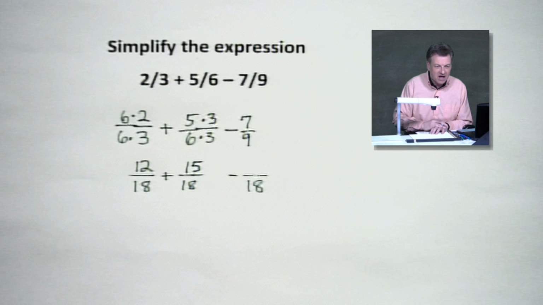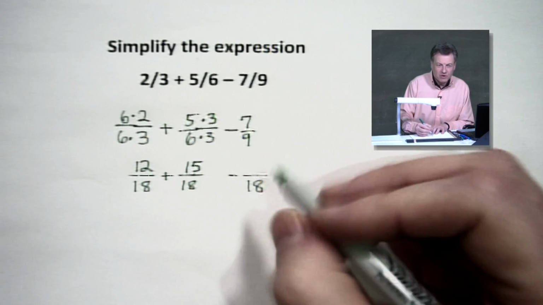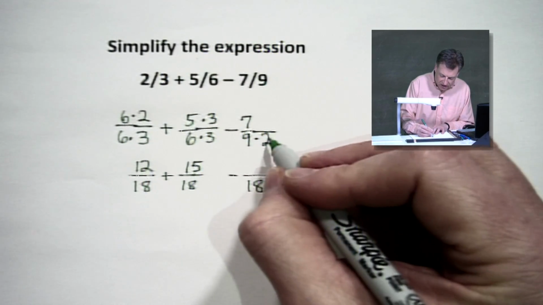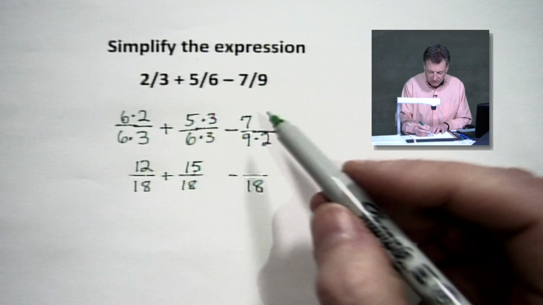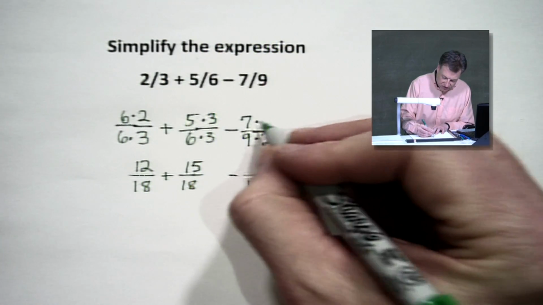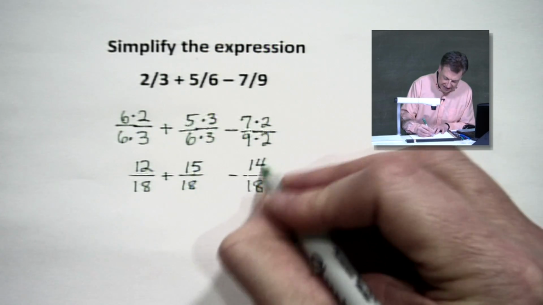Now we keep moving along here. We've got 18 on the last number. We got a 9, so we got to multiply by 2 to get there. And you know what? Again, same rule holds. Whatever we do to the denominator, we're going to do to the numerator. And that's going to be a 2 going up there to be multiplied. So we've got 14.